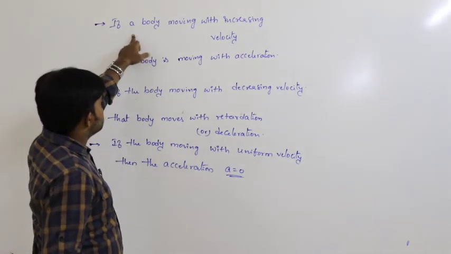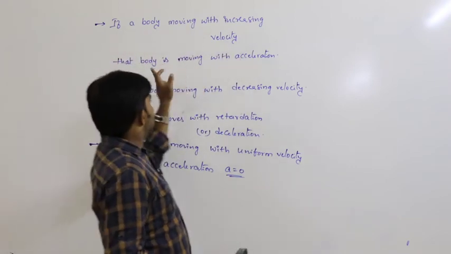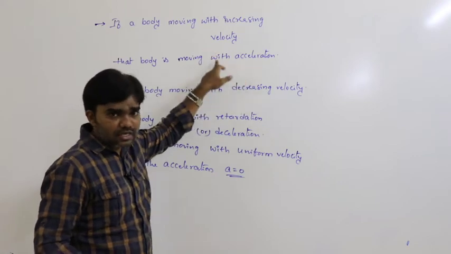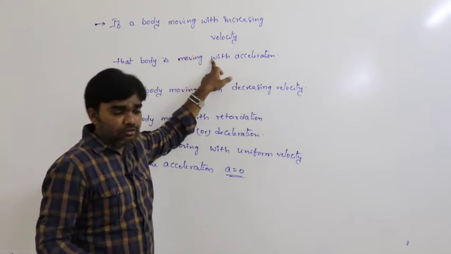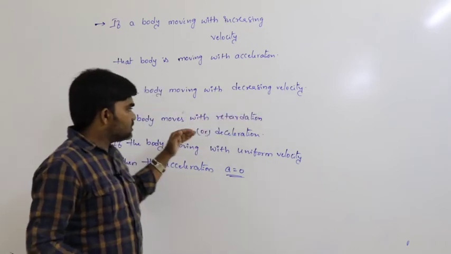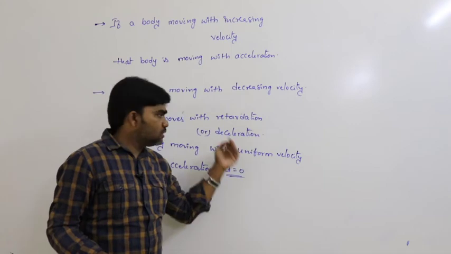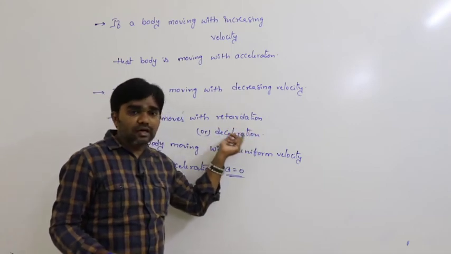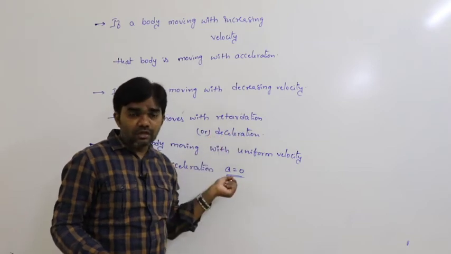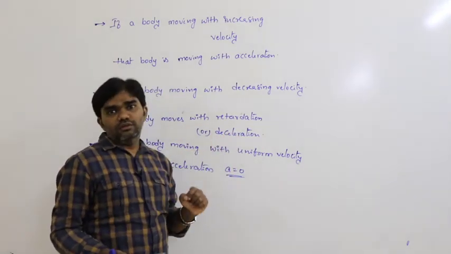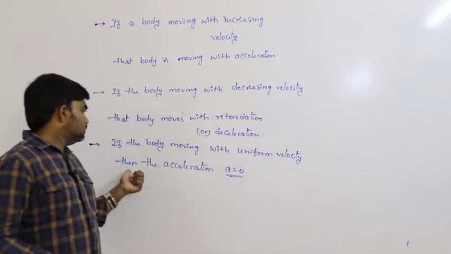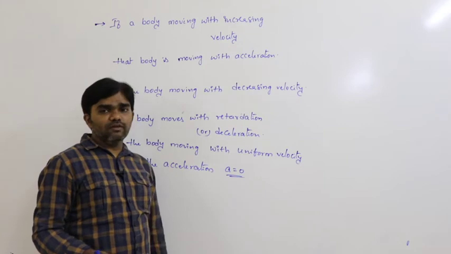These are the 3 points. Body moving with increasing velocity is moving with acceleration, also called accelerated motion. Body moving with decreasing velocity is moving with retardation or deceleration, that is retarding motion or decelerating motion. Body moving with uniform velocity, the acceleration must be equal to 0.